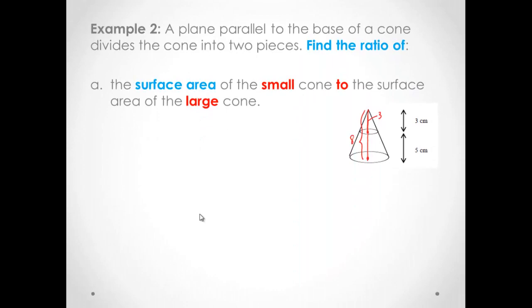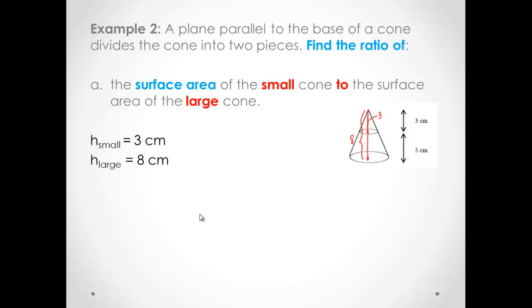Okay, example 2 here. It says a plane parallel to the base of a cone divides the cone into 2 pieces. So the question, it says find the ratio of the surface area of the small cone to the area of the large cone. So the way the instructions are saying it, they want us to deal with the small cone first and the large cone second. So let's just look at what we know. The height of the small cone is in fact 3 centimeters. The height of the large cone is 3 plus 5, which is 8.